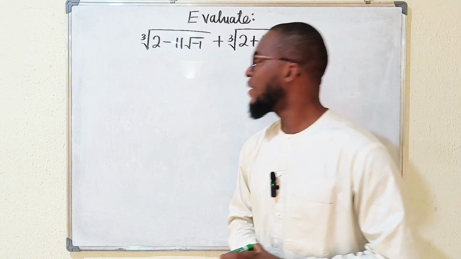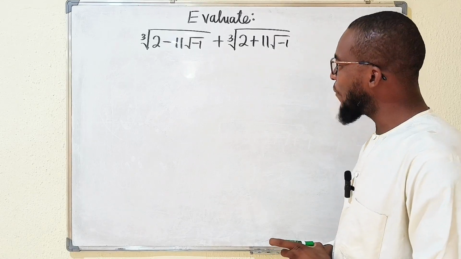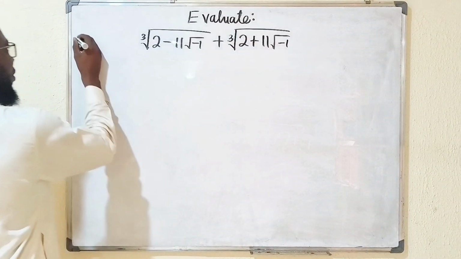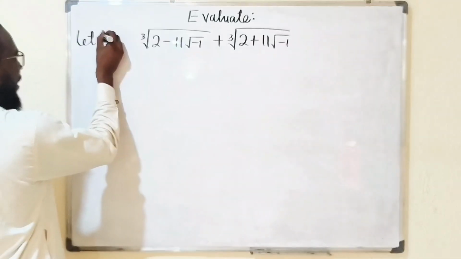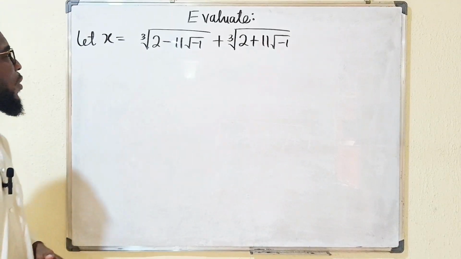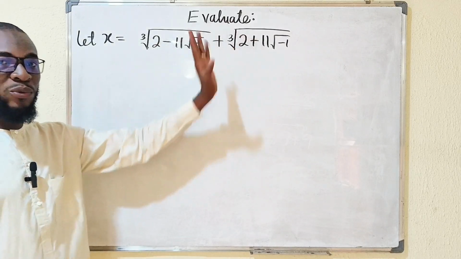Let's get started. This is not that simple to evaluate. Therefore, I think I can declare it with something. So let x be equal to the whole of this. I know that once I cube both sides, I'll be able to eliminate some of these cube roots.